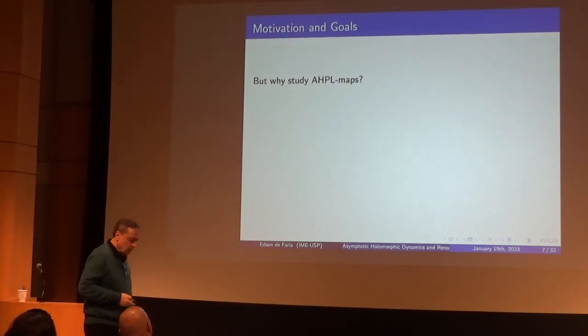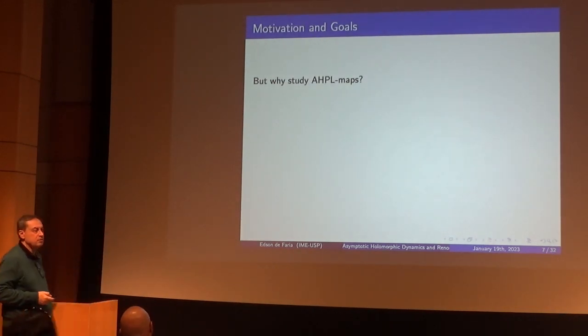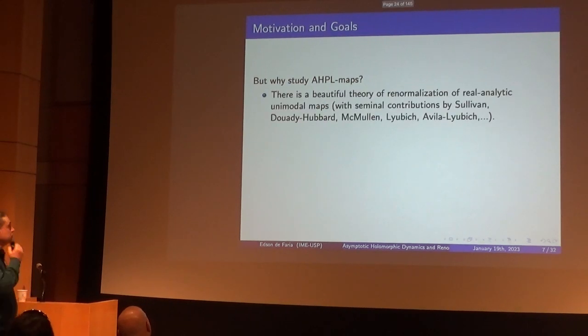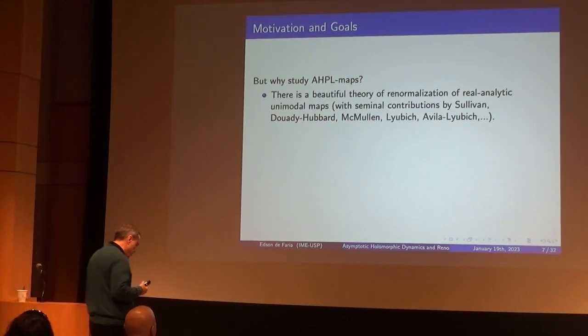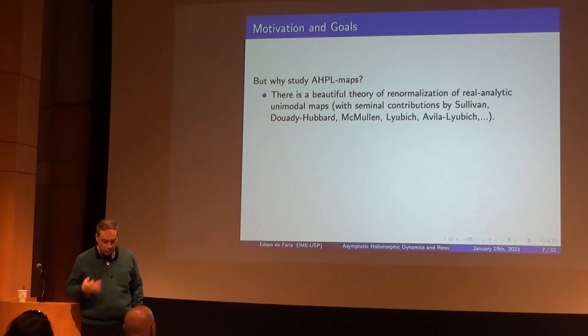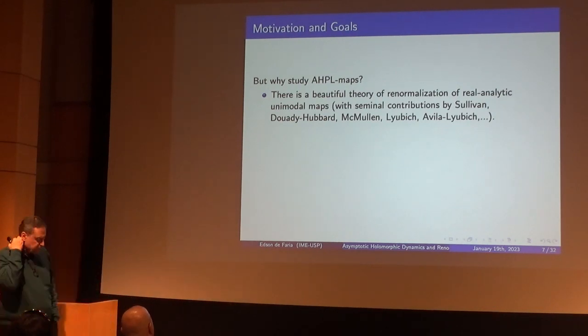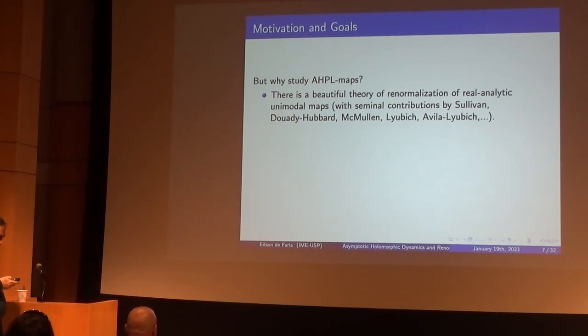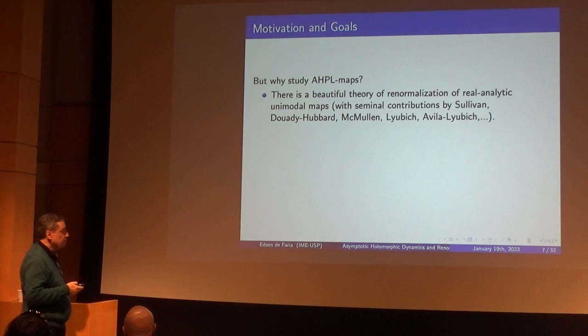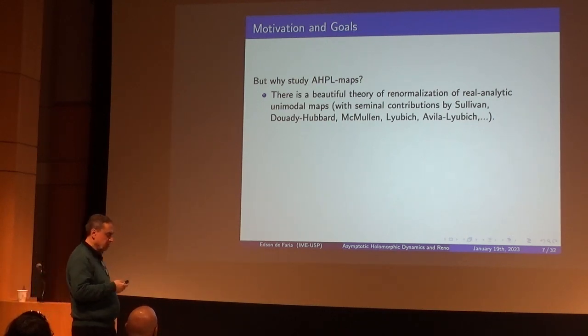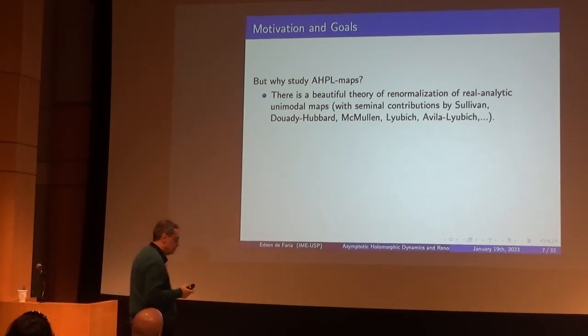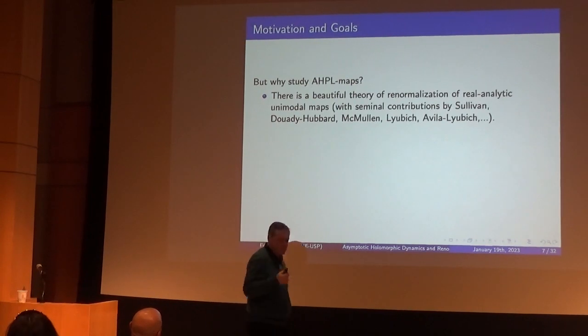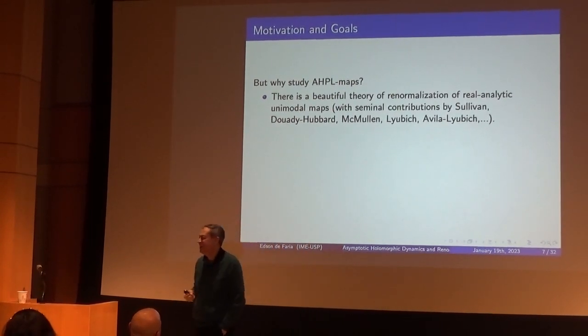But you might ask, why study these objects? The reason is renormalization. We are interested in understanding renormalization of unimodal maps. And there is a fairly complete theory for real analytic maps. This starts with Dennis. It's fundamental. I mean, everything starts with Dennis. Almost everything. You have to live with it.